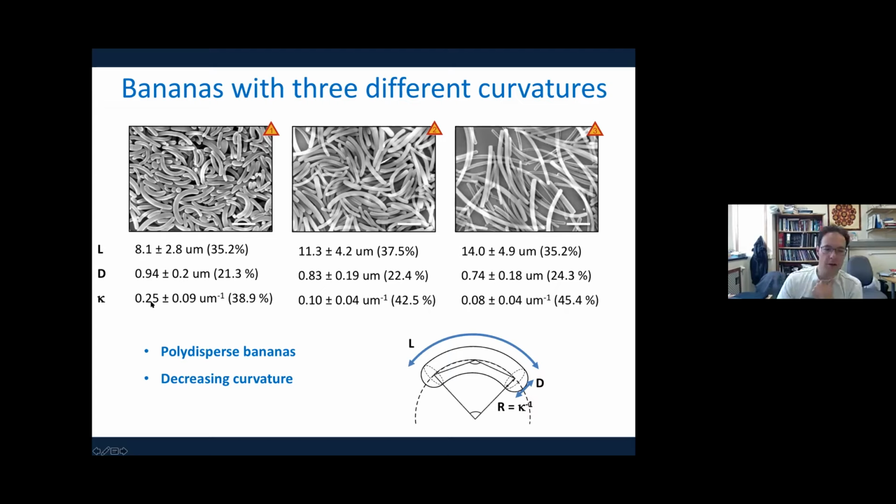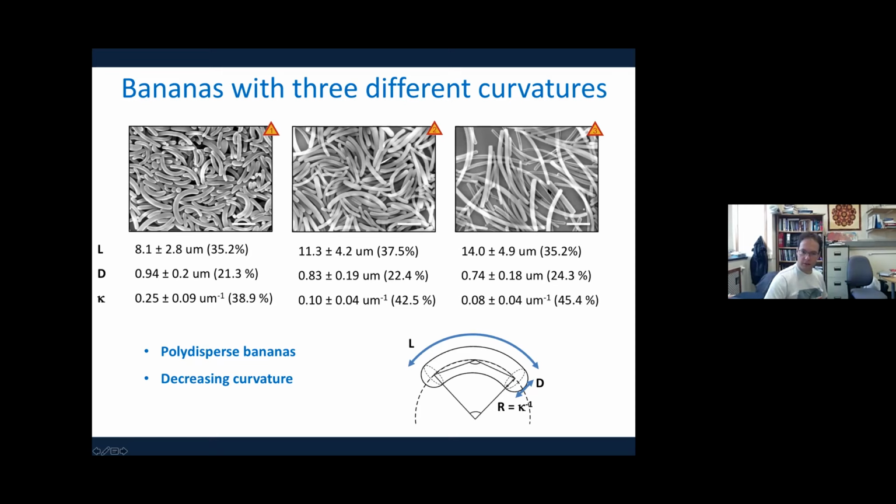And that is important. The other thing that is important is that we've got polydispersed bananas, and we're going to look at this starting with system one, so the highly curved ones, and then we'll decrease the curvature. Right, so let's start with the highly curved bananas here.